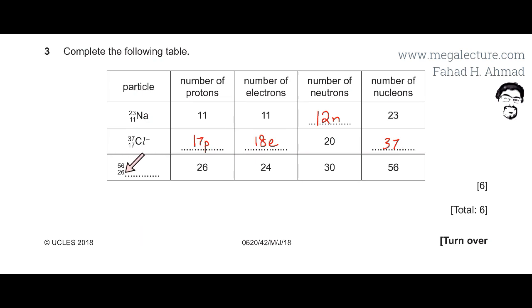Finally, we have another element. Everything is provided, 26 and 56 is given. 26 is the proton number. So if we go and look at the periodic table, remember elements are identified according to their proton or atomic number, 26. So let's open the periodic table.